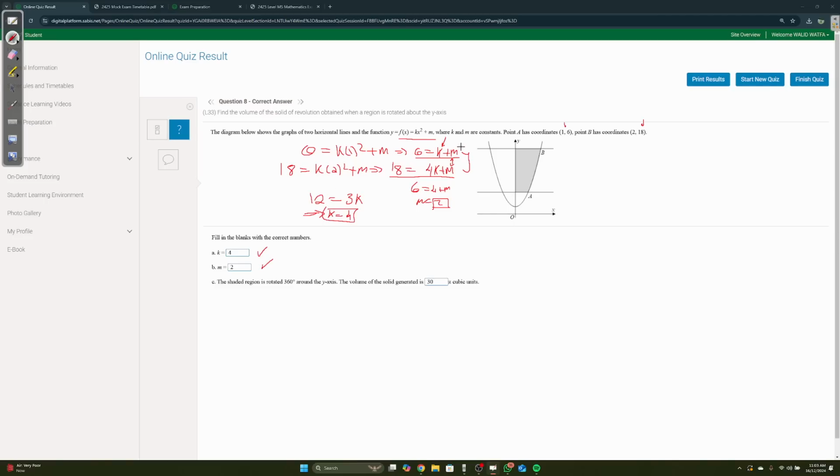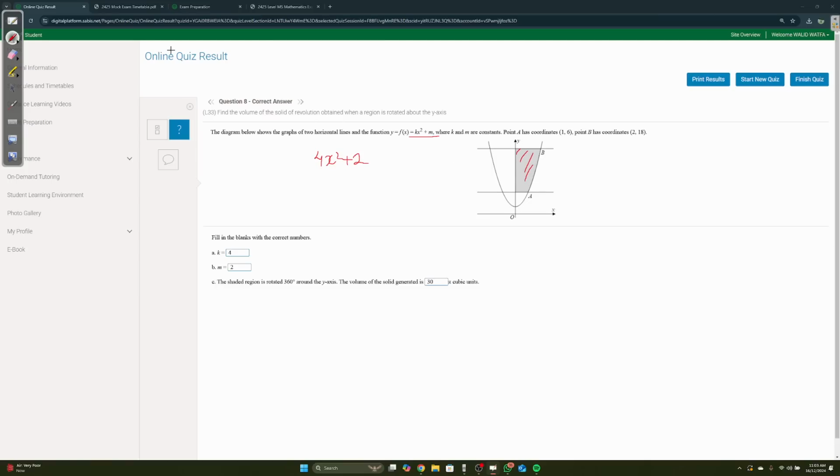As well as people using the old way that we used to do: 6 minus k is equal to m, and then you substitute m over here as 6 minus k, which is completely correct. Nothing wrong with that. So now you know k and m. So you know that the function is going to be equal to 4x squared plus 2. And here, this is our function.